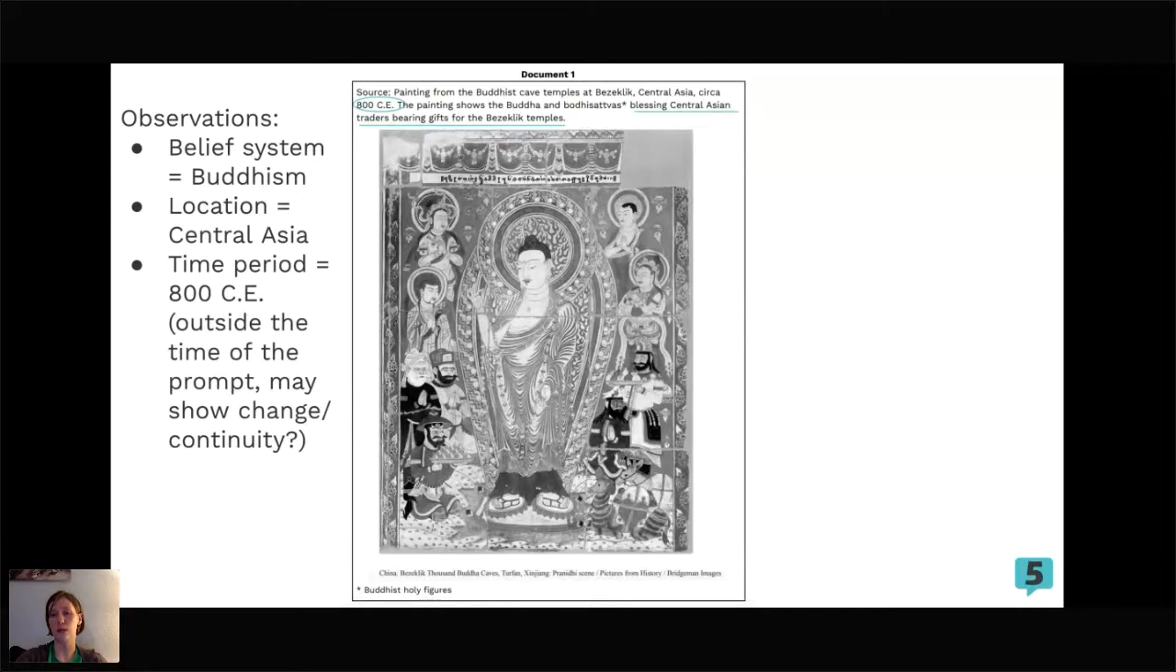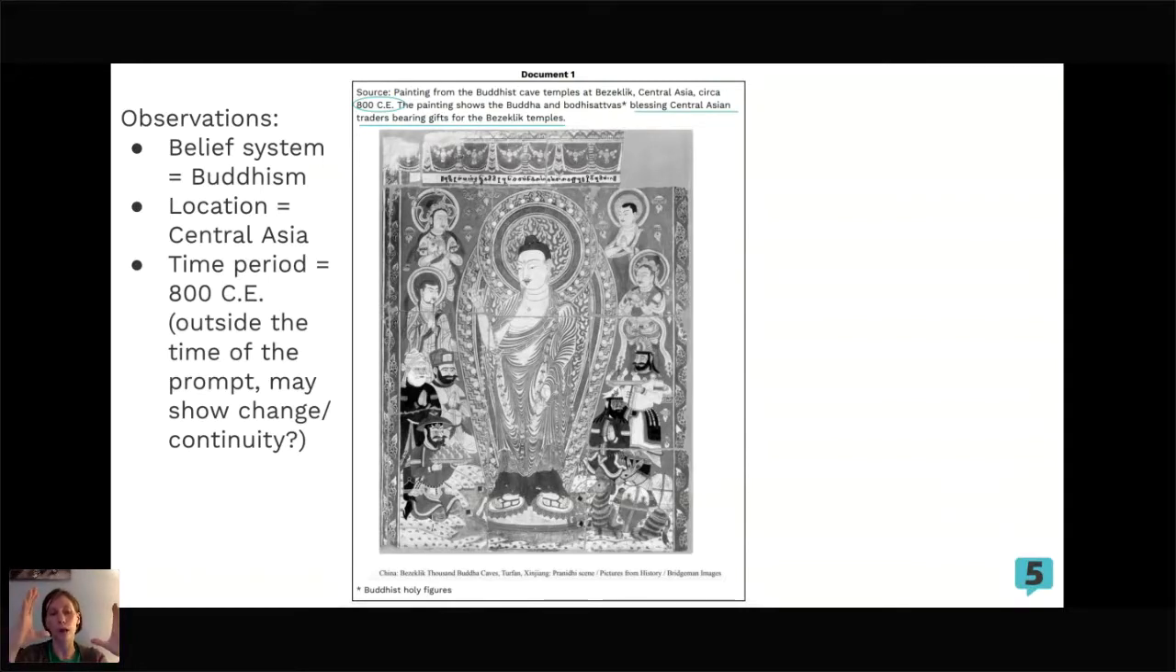Mark's asking, wasn't this right during the height of the Silk Roads? Certainly the Silk Roads had developed much earlier than this painting and much, much earlier than the time period of this prompt. But the Silk Roads by the 1200s are, yes, coming up to really their height of extent and numbers of travelers and traders moving along them. So we can definitely make some Silk Road connections, even though this particular document is technically outside the time period of our prompt.